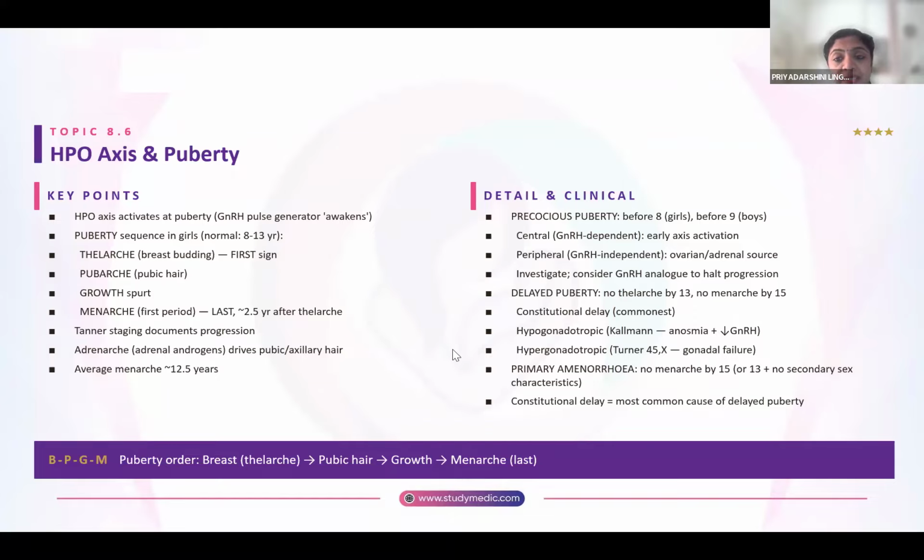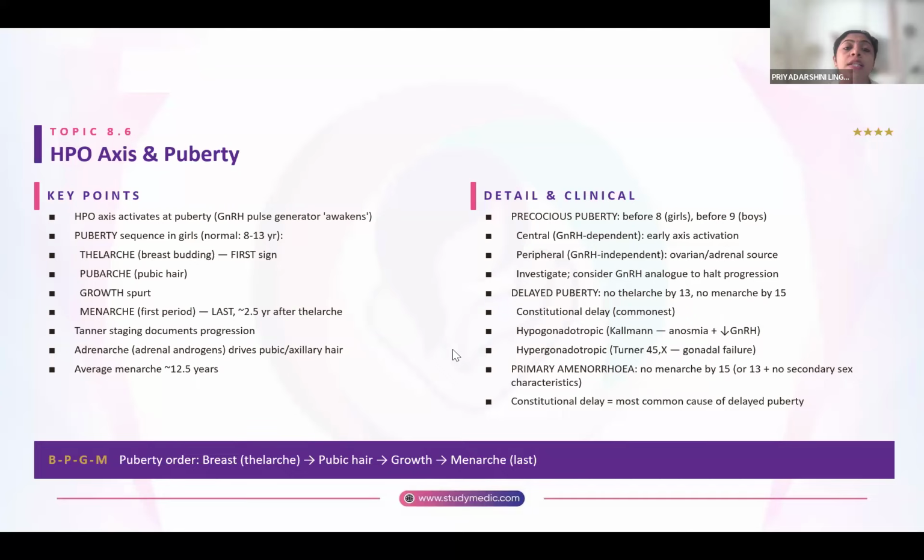The normal age of puberty is considered as 8 to 13 years. Any puberty less than 8 years is called precocious puberty, and for boys, it is before 9 years. Now, let's look into the sequence of events seen in puberty. The first sign of puberty is the development of breast, called thelarche. The second sign is pubarche, or the development of pubic hair, which is your androgenic effect. The growth spurt follows, but you also need to understand growth spurt can be seen with any of these changes. And the last change that you see is menarche, or the first period in a woman.